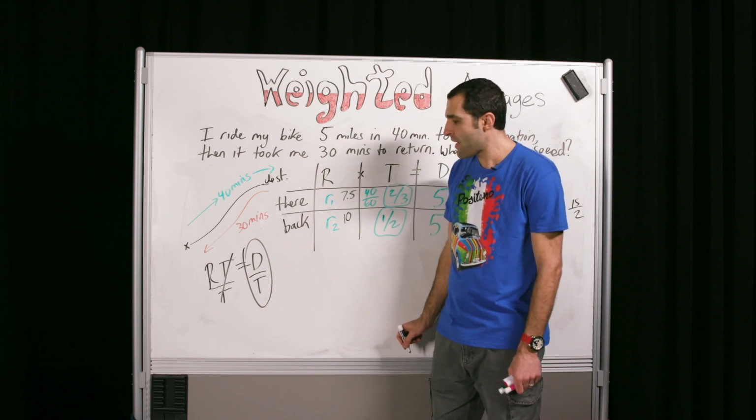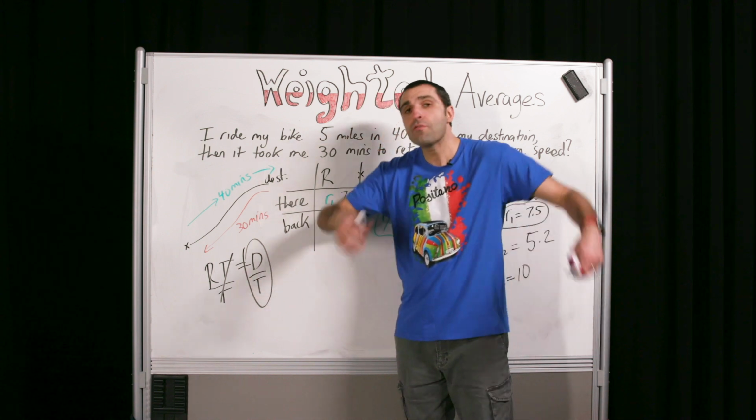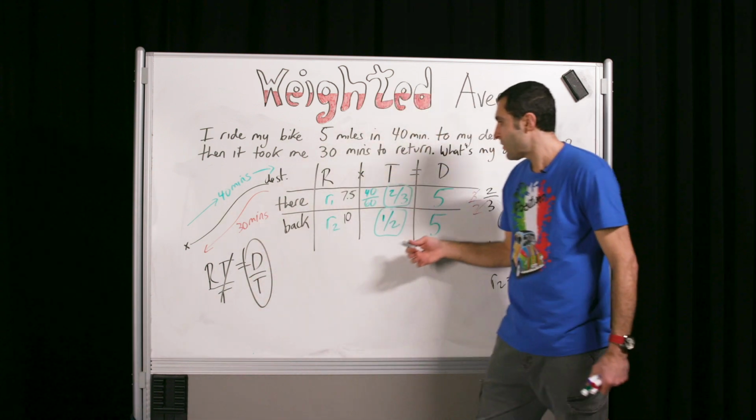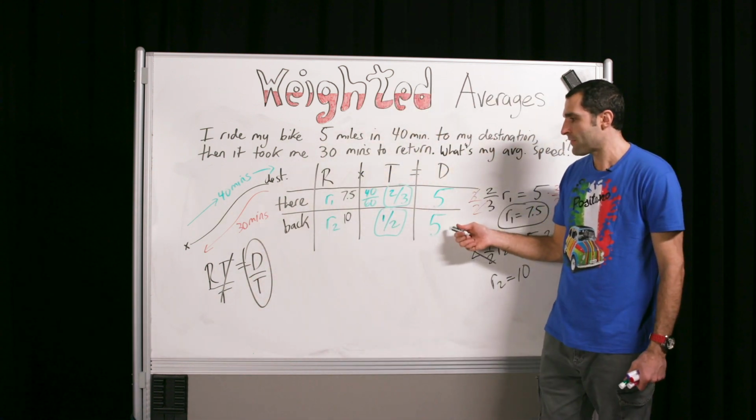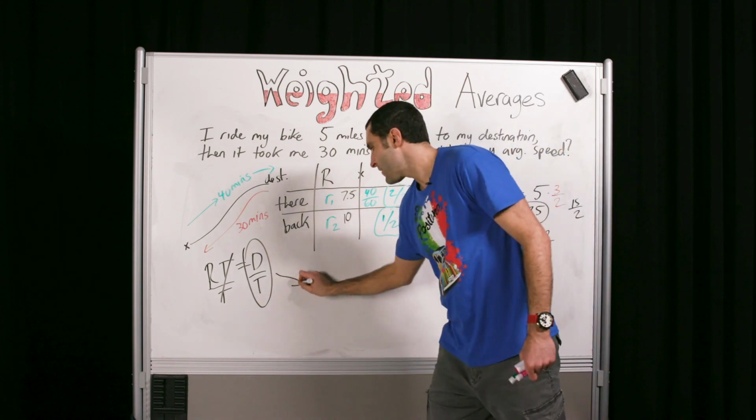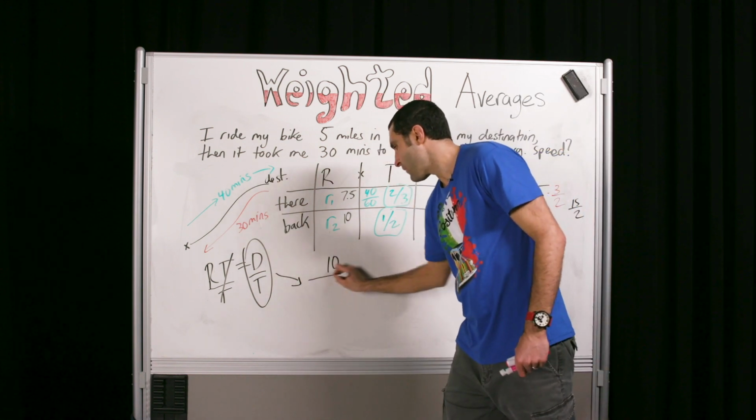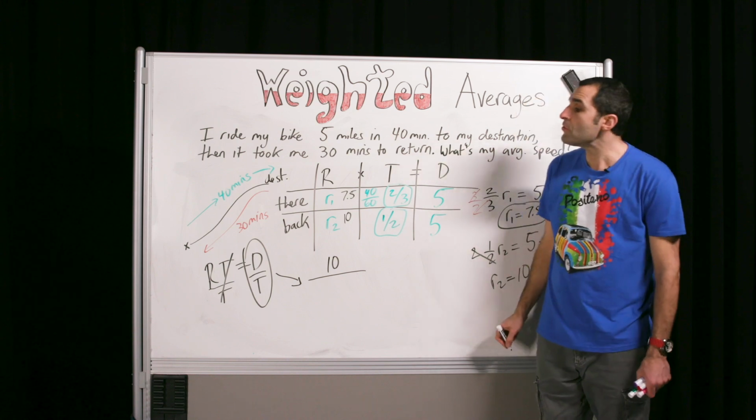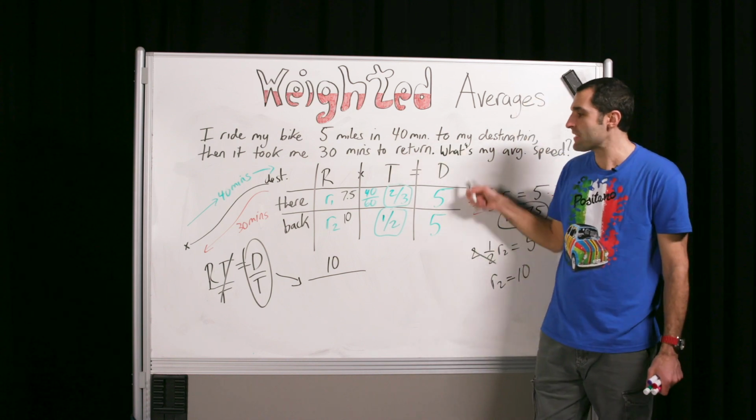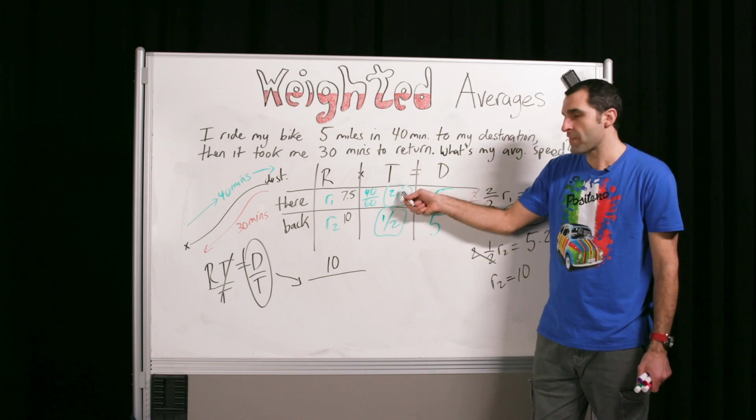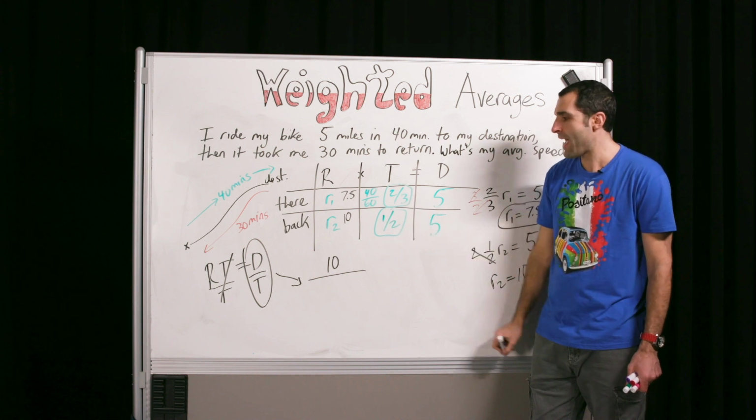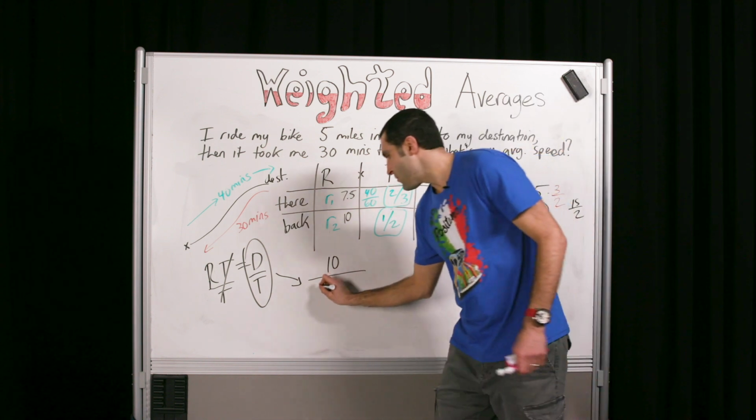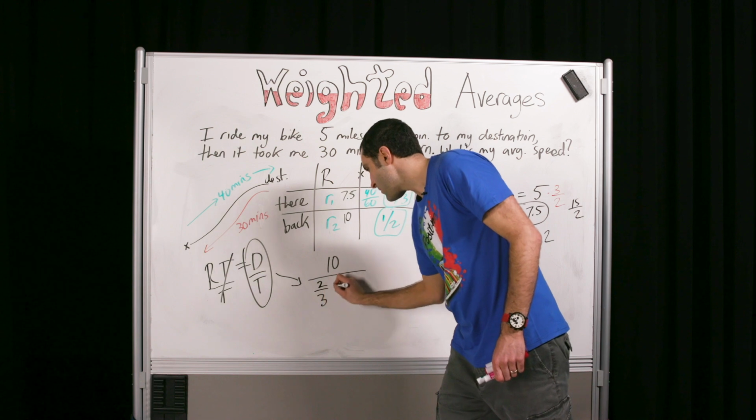Okay, so let's try it. The total distance overall was 5 there, 5 back. That is 10 over the total time collectively, which is 2/3 of an hour plus 1/2 of an hour. 2/3 plus 1/2.